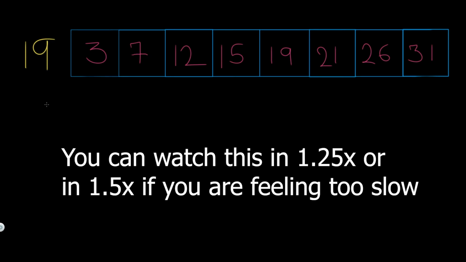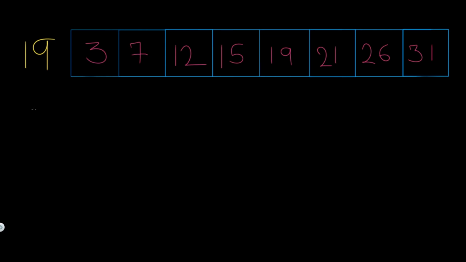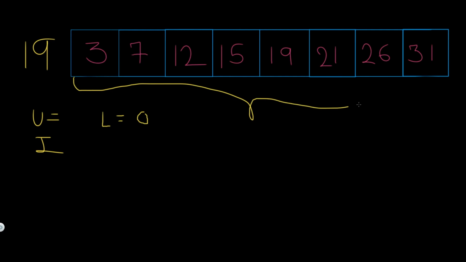So what we will do is define some variables. The first variable will be U, the second variable will be L, and the third variable will be I. The value of L will be 0 initially, and the value of U will be the length of this list minus 1. So this will be the value of U.